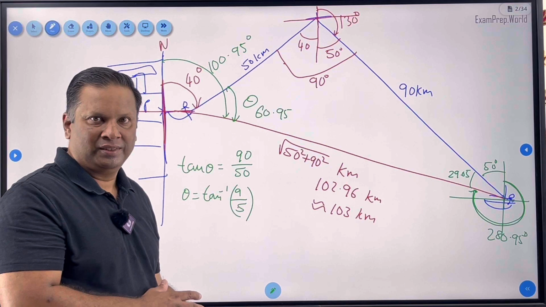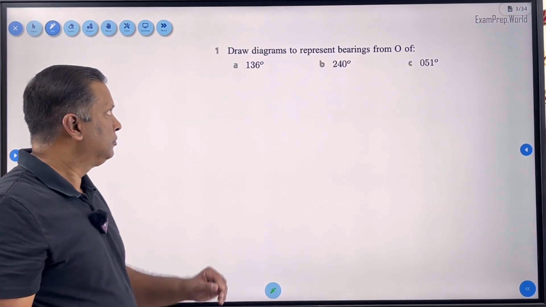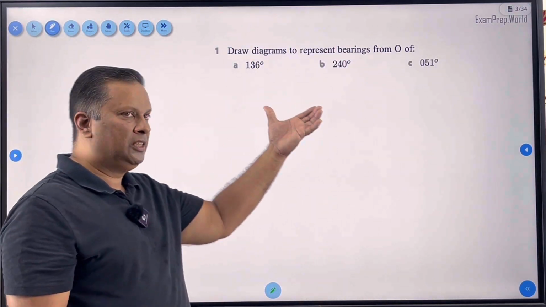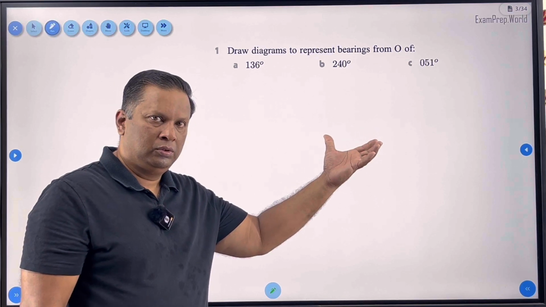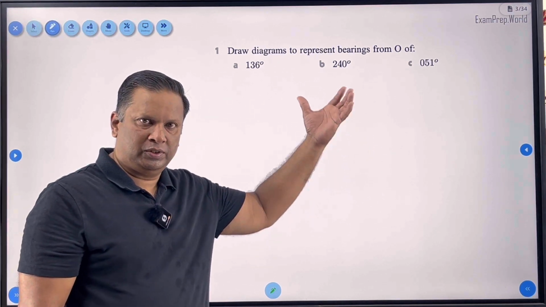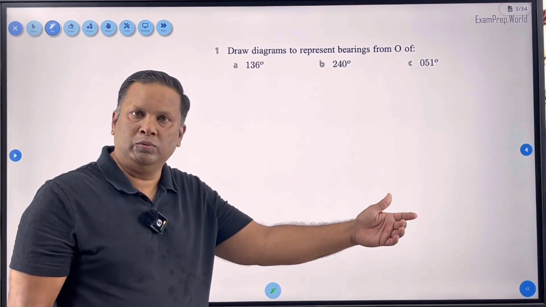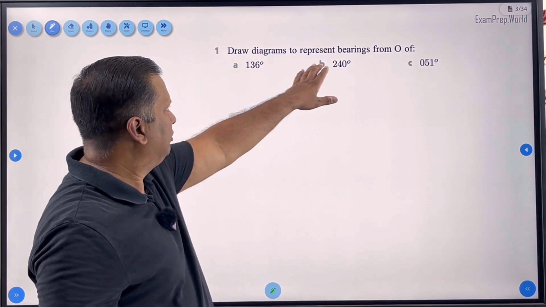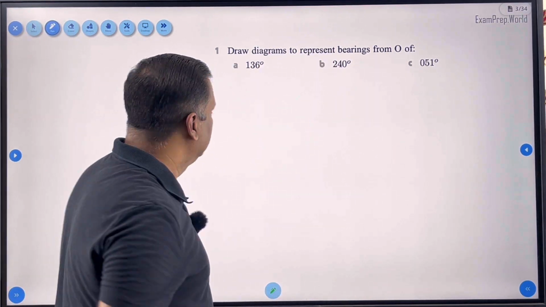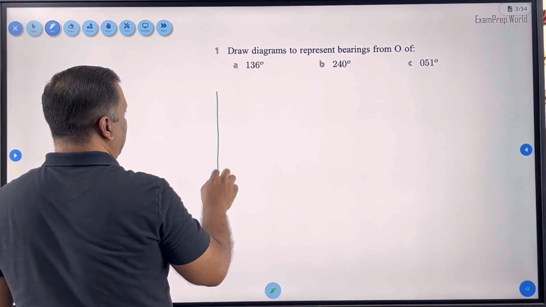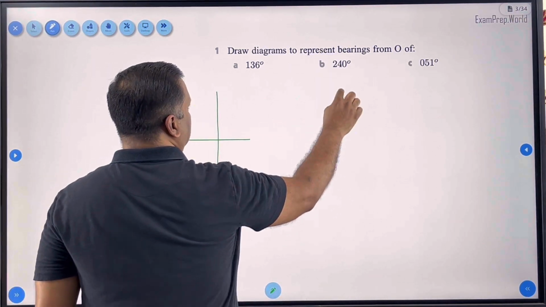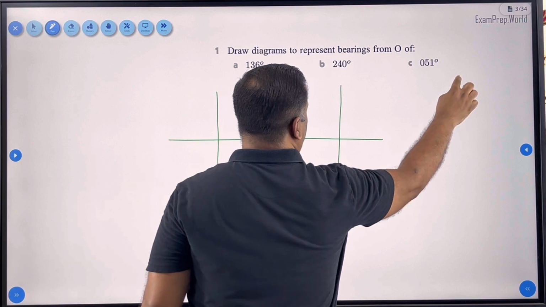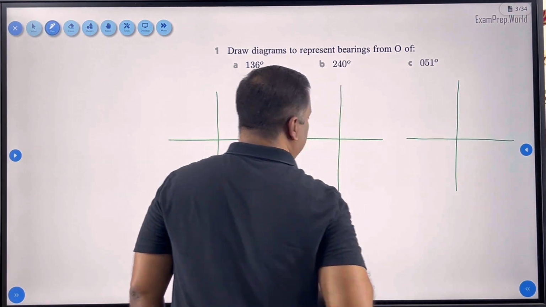Okay. Now let's do some questions on this. This exercise actually trains you to do bearing questions. It starts from very basics and slowly moves forward to complicated ones. So draw bearing diagrams representing bearing from O. So first one, let us draw the three axes: north, east, south, west.